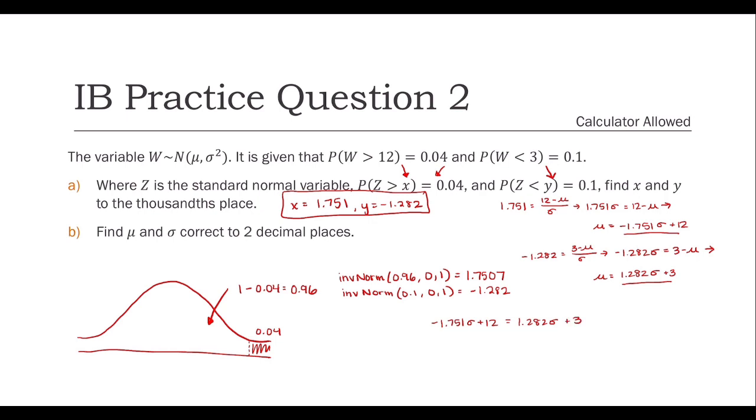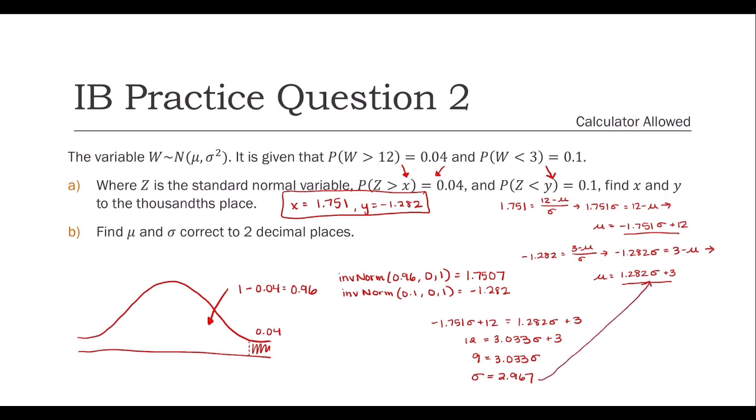So we get negative 1.751 times the standard deviation plus 12 equals 1.282 times the standard deviation plus 3. So we'll add 1.751 times the standard deviation to both sides to get that 12 equals 3.033 times the standard deviation plus 3. Then we'll subtract 3 from both sides, and we get that 9 equals 3.033 times the standard deviation. And then when we divide both sides by 3.033, we get that the standard deviation equals 2.967.